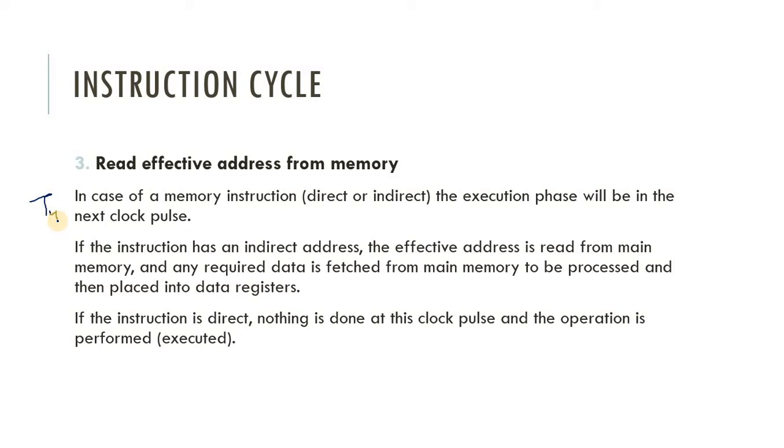If the instruction has an indirect address, the effective address is read from main memory, and any required data is fetched from main memory, processed and then placed into the data registers. If the instruction is direct, nothing is done at this clock pulse and the operation is executed. As I said, if the instruction is direct, we are not doing anything in this clock pulse. But if our instruction is using the indirect address, then at T4 we fetch the effective address from memory, and then store the data into the data register.